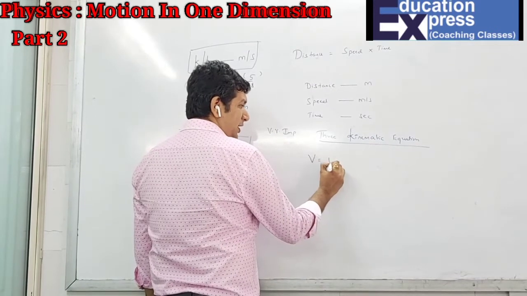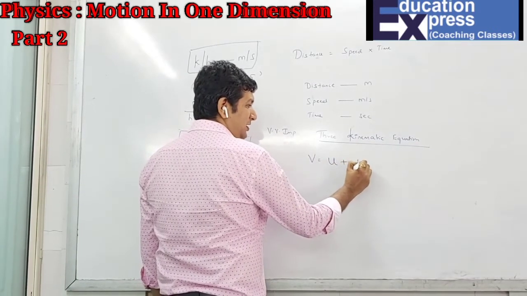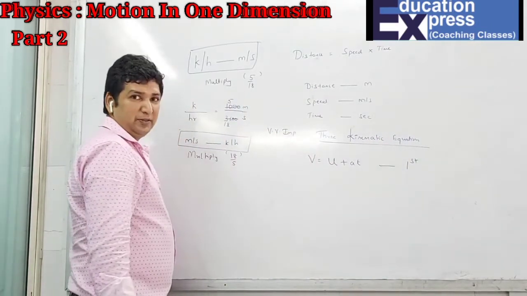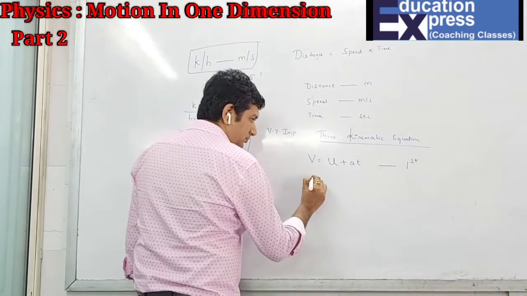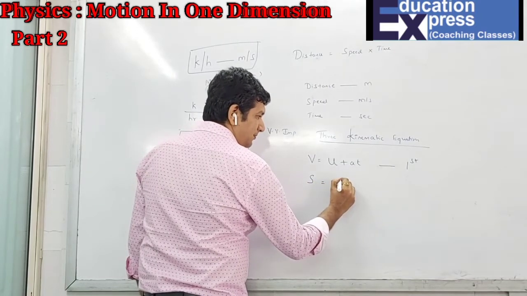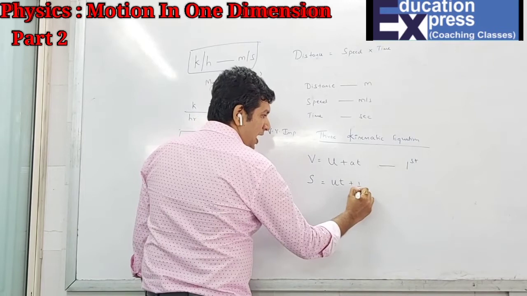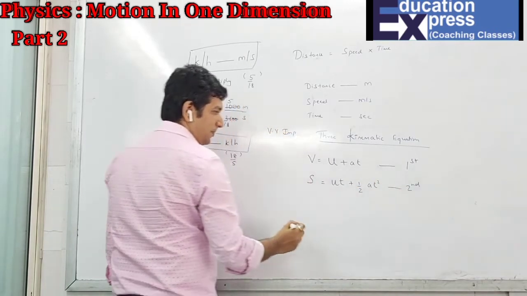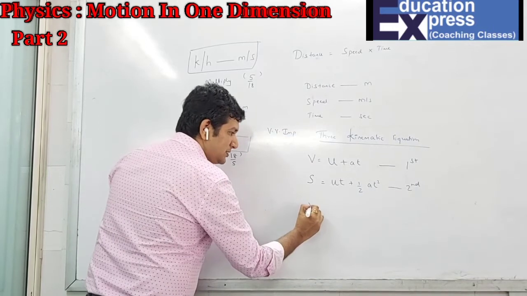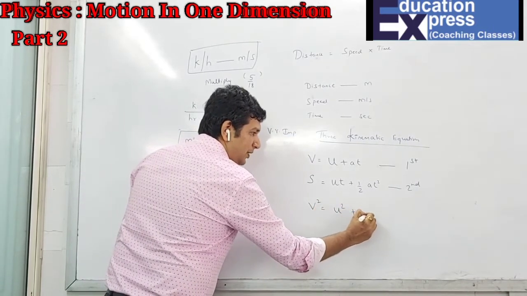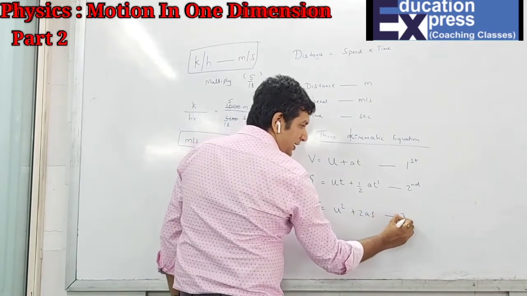V equals U plus AT. This is my first kinematic equation. Second, S equals UT plus half AT square. That's second. And third is V square equals U square plus 2AS. That is third.